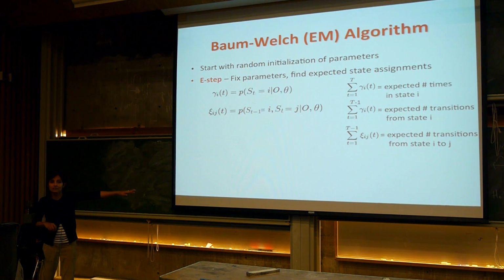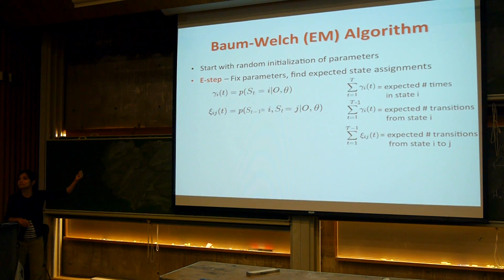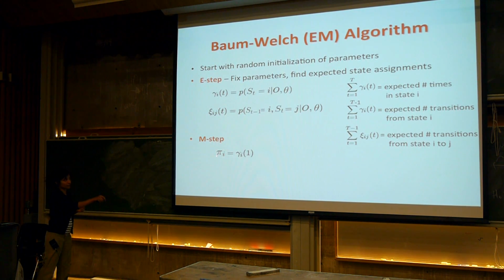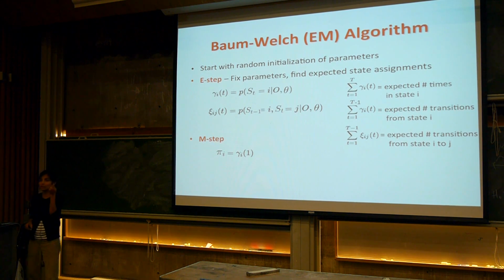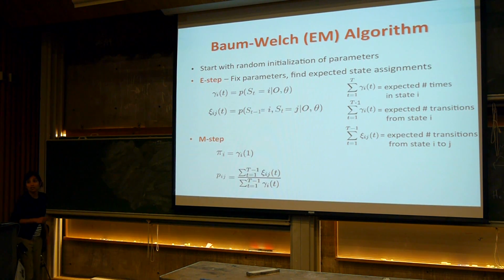Once we have this, we can use these to update our parameters. That's the M step. Because what are our parameters? One set of parameters is just the probability of being in the initial state i. That's the probability that the state at time 1 is i, so that's just gamma i1. Once you have done the E step, you have gamma i1, the probability that the state at time 1 is i. That's your estimate of the initial probabilities.